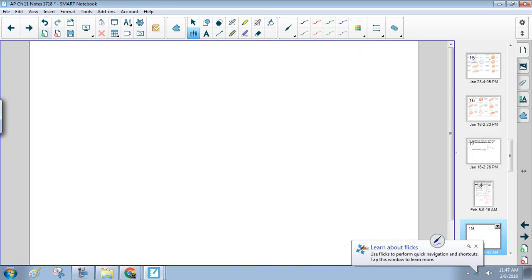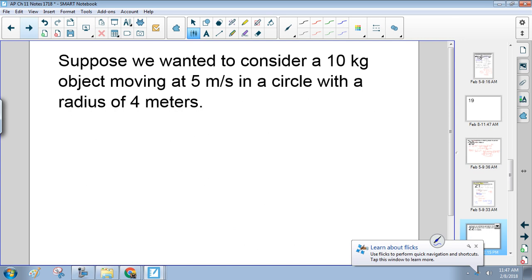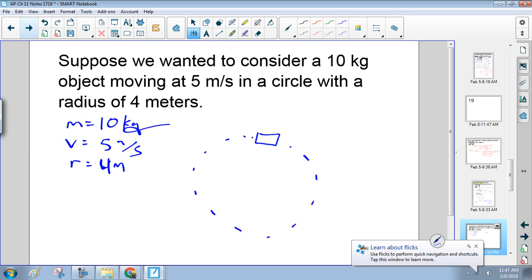I think that's everything. Oh, yeah, so here's the last thing. Suppose we had a point particle traveling in a circle, and we wanted to find the kinetic energy of it. So here we've got a 10-kilogram object moving at a velocity of 5 meters a second in a circle with a radius of 4 meters. So we've got this thing just going around in a circle with these conditions.